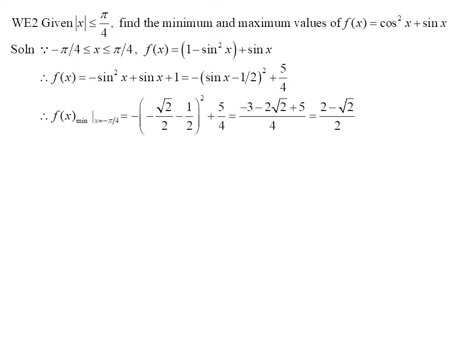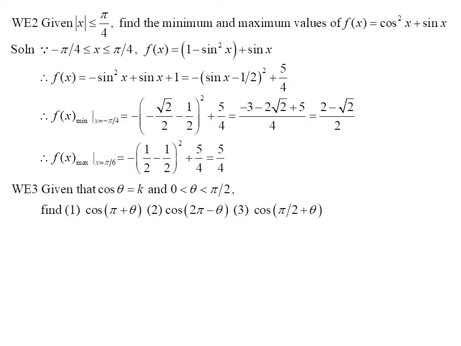Based on the quadratic turning point form and the given domain, the minimum value of f(x) is 2 minus square root 2 all over 2 when x equals negative pi over 4. The maximum value of f(x) is 5 over 4 when x equals pi over 6.